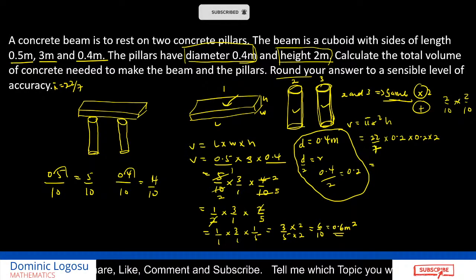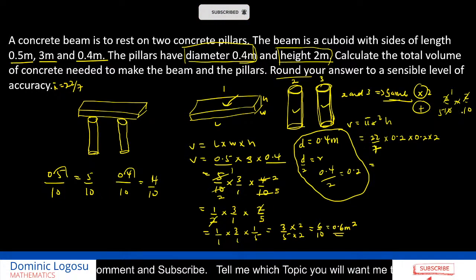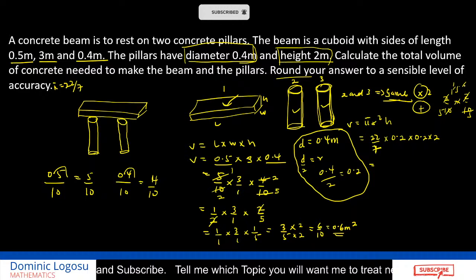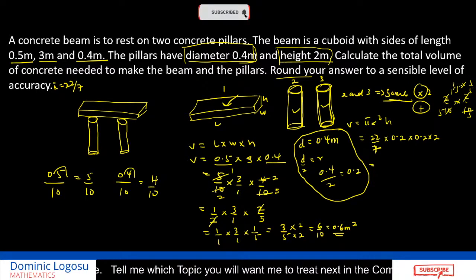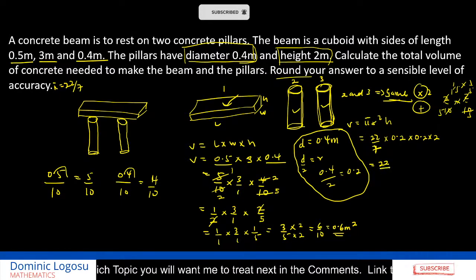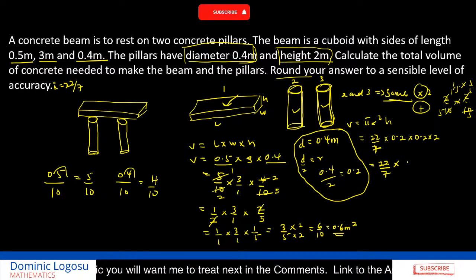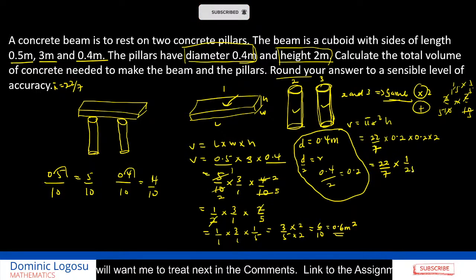Okay, this will cancel this to give us 5. This will cancel this to give us 5. So 5 over 1 over 5 times 1 over 5. This will give us 1 over 25. So 22 over 7 times what? You can do the 1 over 25 times what?